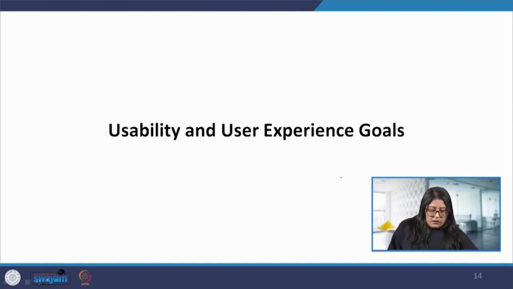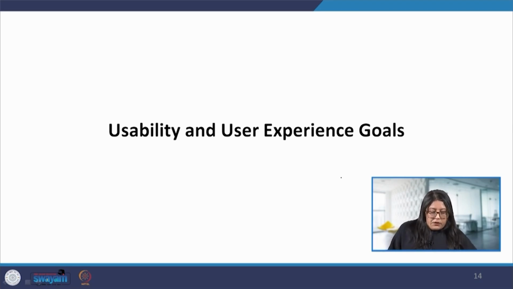Now let us look at usability and user experience goals. Usability goals are concerned with meeting specific usability criteria such as efficiency. On the other hand, user experience goals are concerned with developing the nature of the user experience. For example, the product should be aesthetically pleasing.